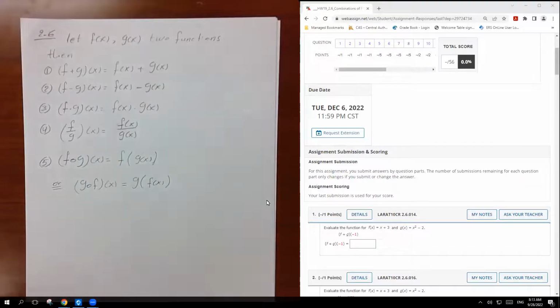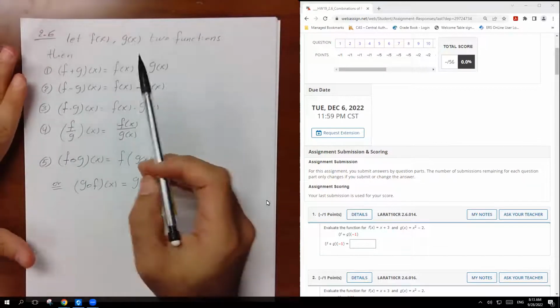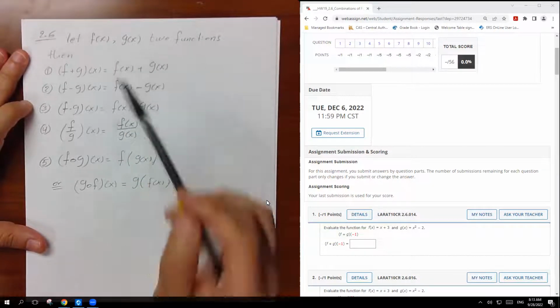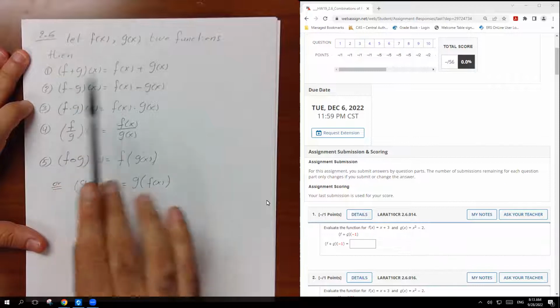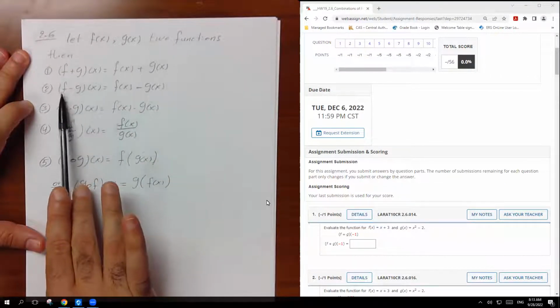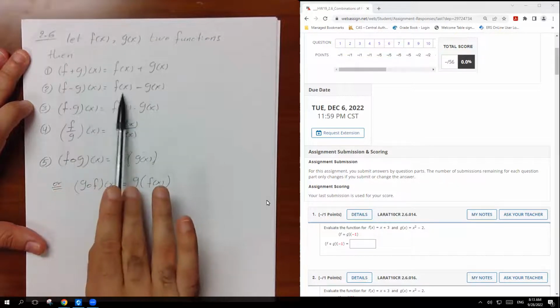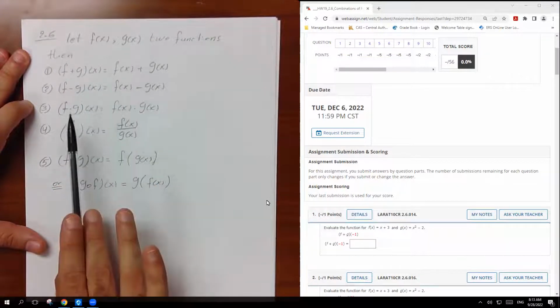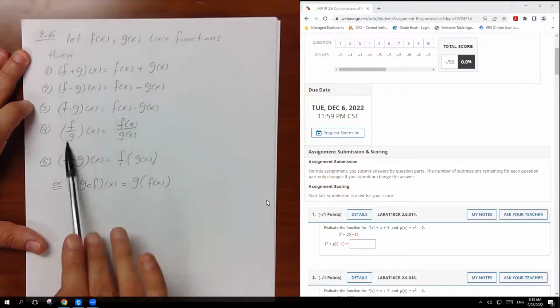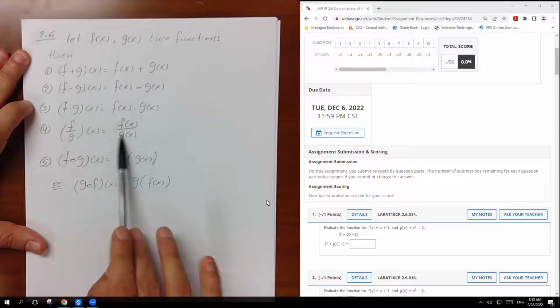So this is section 2.6. Again, we're going to let two functions, f of x and g of x. Then the addition of these two functions is going to be the first one plus the second one. Minus is going to be the first one minus the second one. Multiplication is going to be the first one times the second one. Division is going to be the first one over the second one.